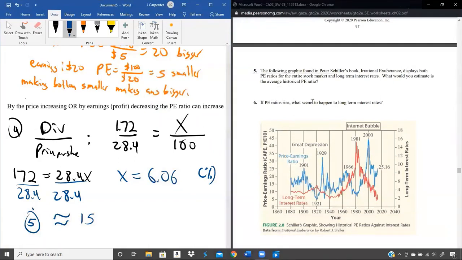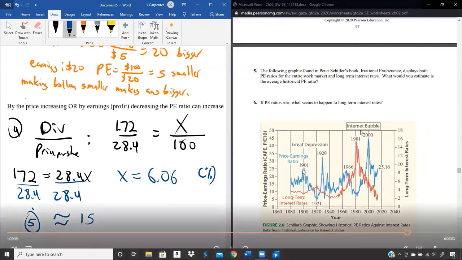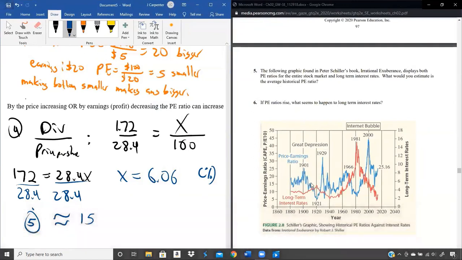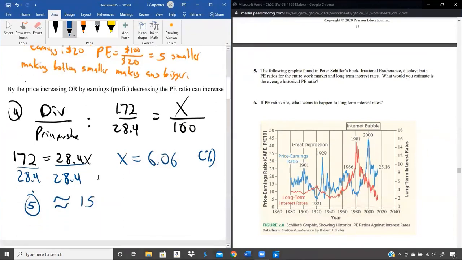Number 6, if a PE ratio rises, what seems to happen to long-term interest rates? This is not definitive, but they're pretty well related to each other, especially if you look at the long-term peaks and the extremes. So here's an instance where the blue is going down and the red seems to be going up. Here's an instance where the red seems to be getting ridiculously high and the blue almost bottomed out. Here's another instance where the blue goes super, super high and the red seems to start bottoming out. So based on kind of the peaks, I would say these are inversely related.